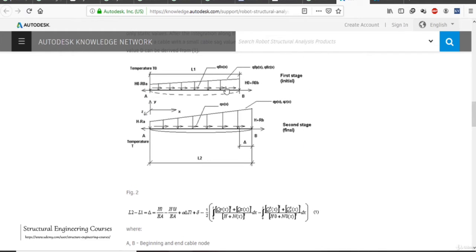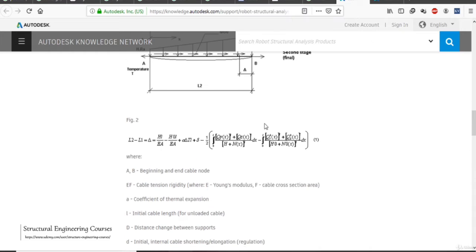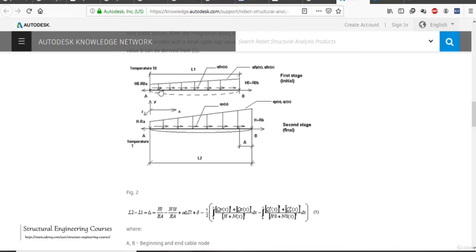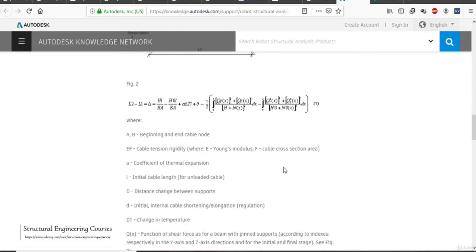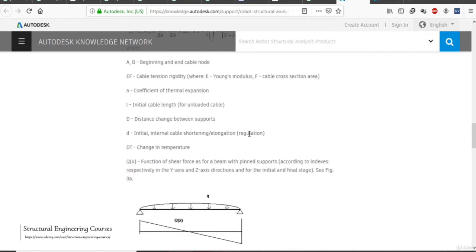So this is the difference between the initial and the final. Why are we talking about this initial stage and final stage? Because we want to come to this particular equation, that is L2 minus L1. The difference between after application of force and before application of force is nothing but delta. That is nothing but HL divided by EA minus H naught L divided by EA plus alpha delta T plus delta minus half of this very large integration equation. So this is the equation which is used in almost all the software. It is used in Robot also, and it is used in STAAD also.